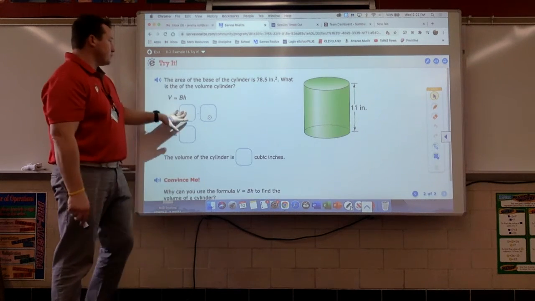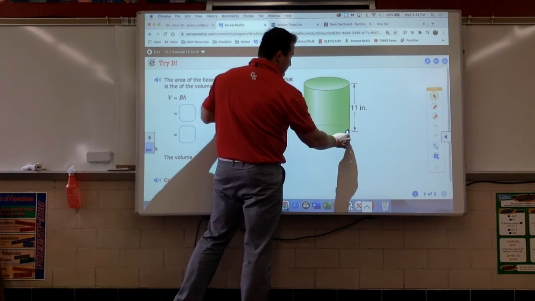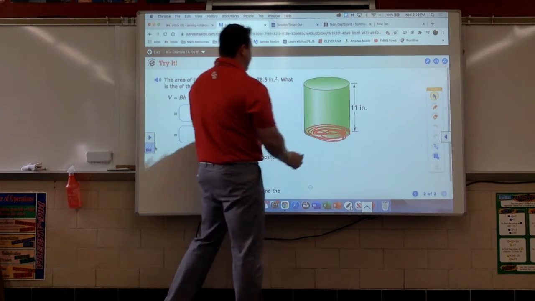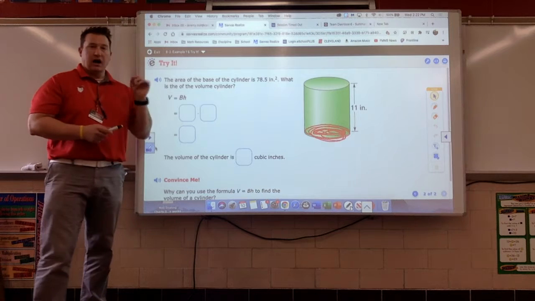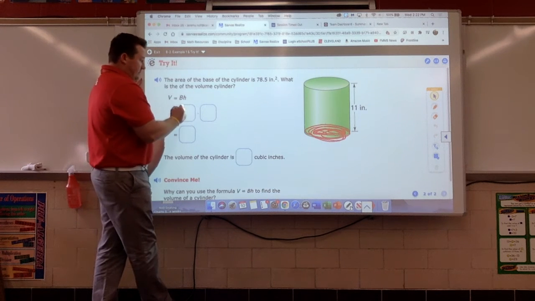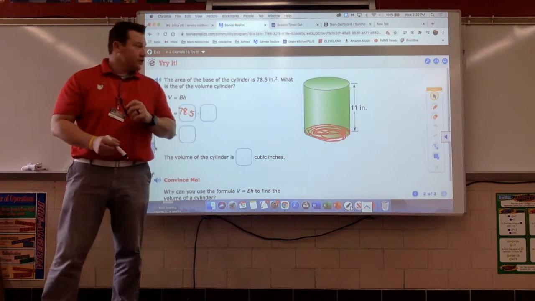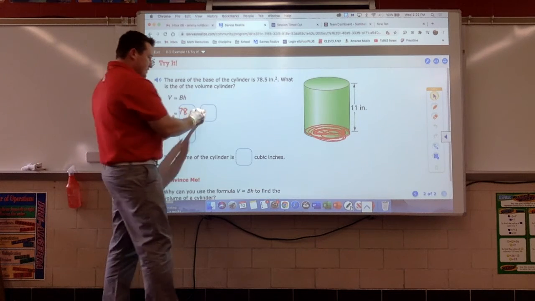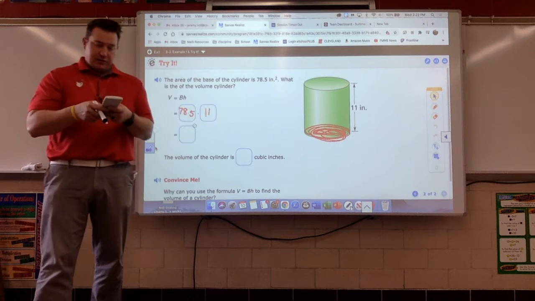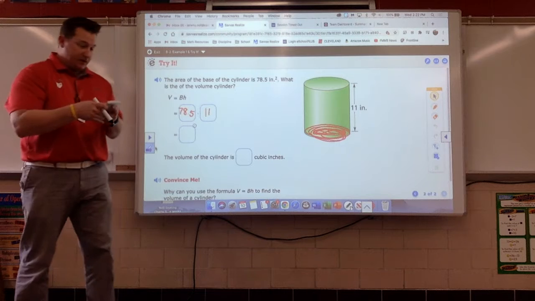It's telling us in this case, the area of the base, or in other words, this area here, they're giving us that amount. They said it's 78.5 cubic inches. What's the volume? Well, we're going to take the area of the base, that's 78.5, and multiply it by the height. How tall is that cylinder? It's 11 inches. To find the volume, all we got to do is multiply those two numbers together. I would ask Jilly what 78.5 times 11 is. She could probably do that.